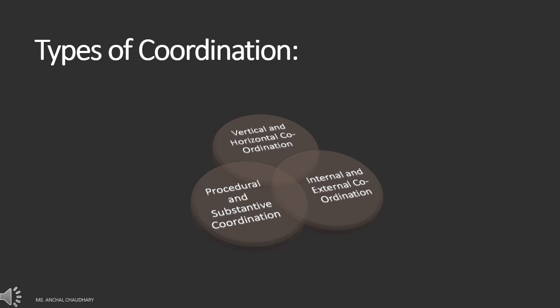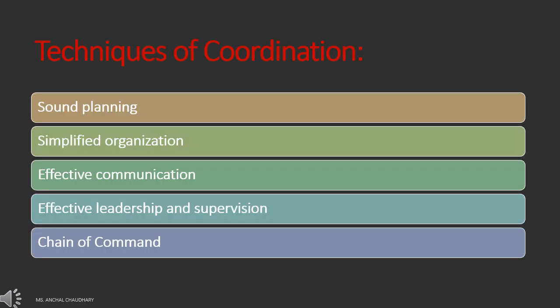Next is your procedural and substantive coordination. Procedural coordination focuses on the procedures and a predefined path. It establishes the lines of authority and defines the sphere of activity and authority to each employee. Whereas substantive coordination doesn't follow any procedural path. Instead, it is concerned with the content of the organization's activity, and also it is based on certain principles and specified knowledge.